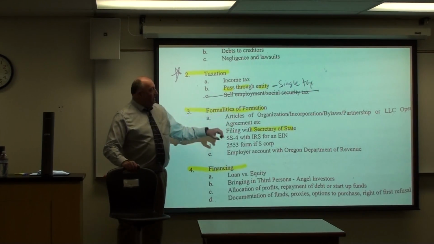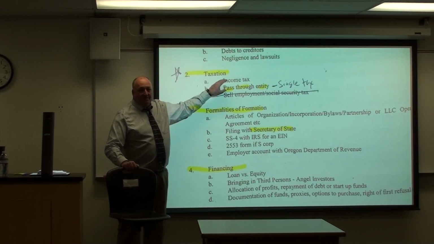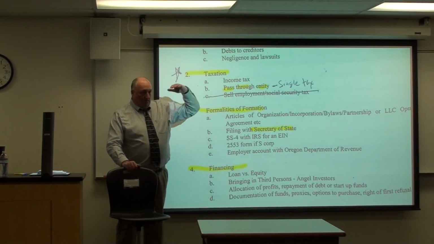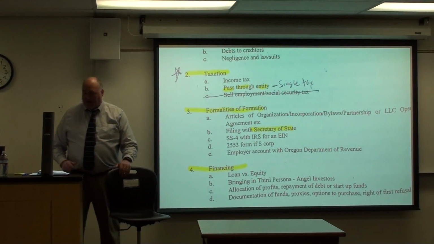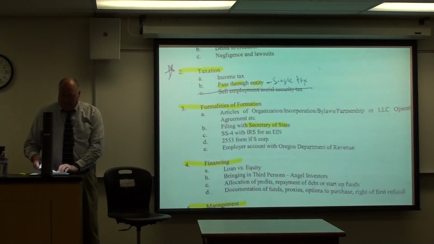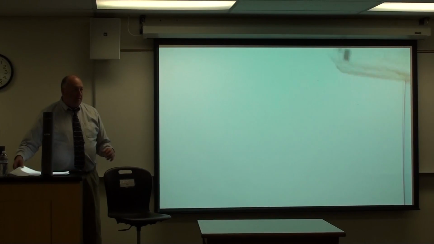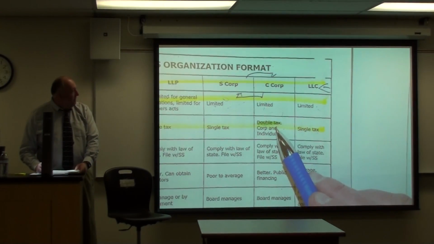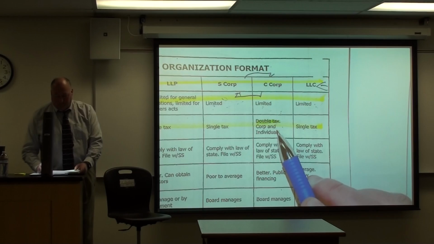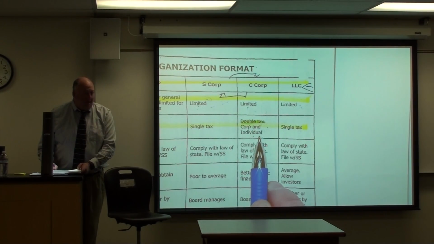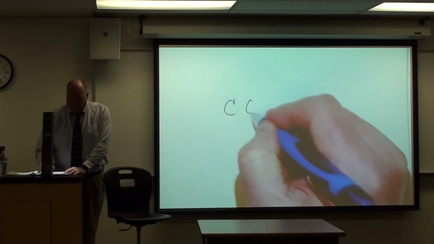Pass-through entity. Now again, we're talking about income tax, tax on your net income, taxable income, right? So I'll show you how that works here in just a second. I'll do it right now. So I'm going to start with a non-pass-through, which is a C corporation, right here. Okay, C corp, double tax, corporate tax and individual tax. Now again, we're talking about income. So C corp.